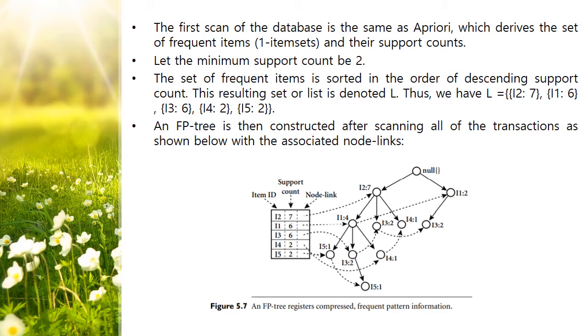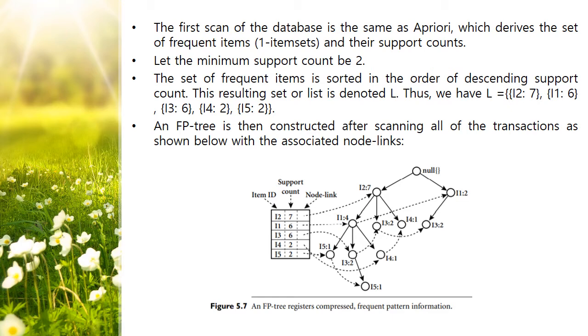In the next level we have I1 with support count 4, and I3 with support count 2, and I4 with support count 1 in the left subtree. In the right subtree we have I3 with support count 2 under the I1 with support count 2. This is an example of representing an FP tree based on the support count by scanning all of the transactions given.